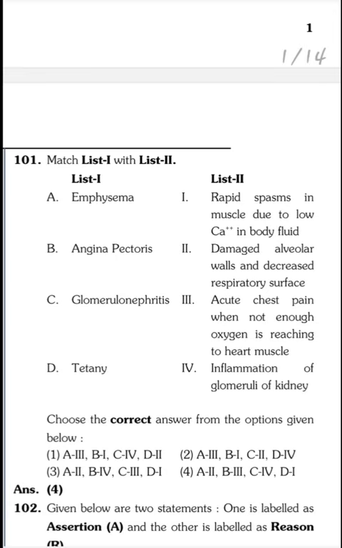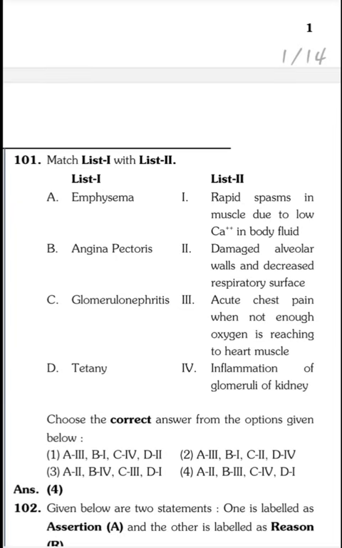Okay, so now here you have to compare list 1 with list 2. List 1 has different disorders. List 2, the symptoms are there. We have to identify. See, emphysema is a smoker's lung. So what you can notice here is in the emphysema, the damaged alveolar walls and decreased respiratory substrate. A2 option is there. So it can be either third or fourth statement. B, angina pectoris, acute chest pain when not enough oxygen is reaching to heart muscle. So B3, A2, B3. So fourth option is correct.